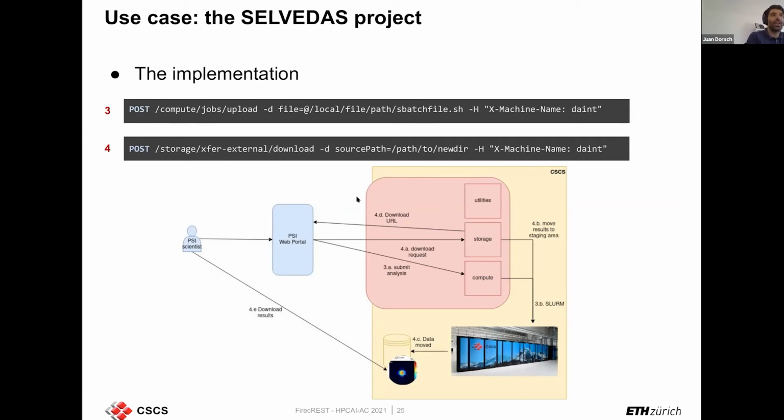In order to do that, they have to download the file or the object. Internally, what FireREST does is move the data to the staging area and generate a temporary URL to be downloaded by PSI. And actually, this is working. This is a really good use case that we have right now, and one of the first real-world experiments we have with SELVEDAS.